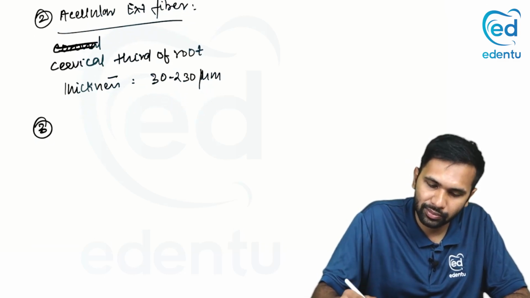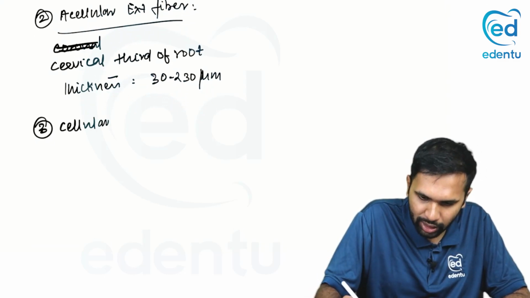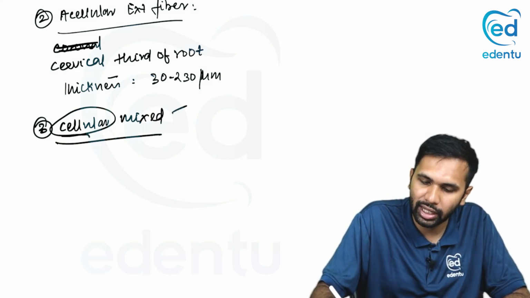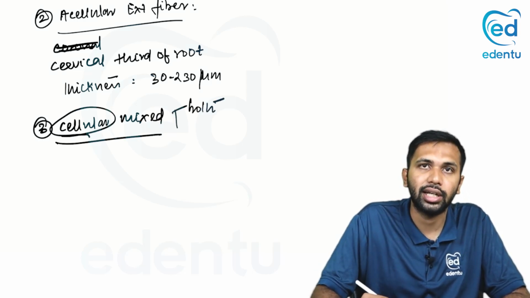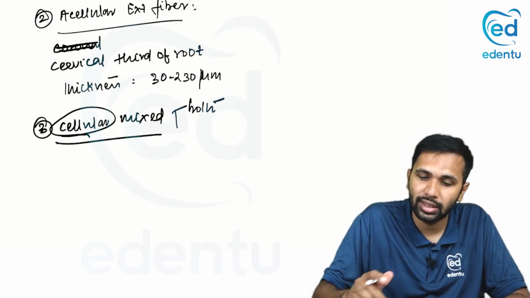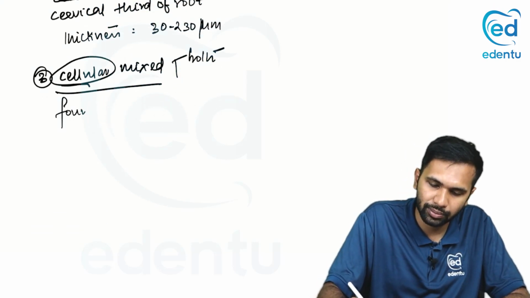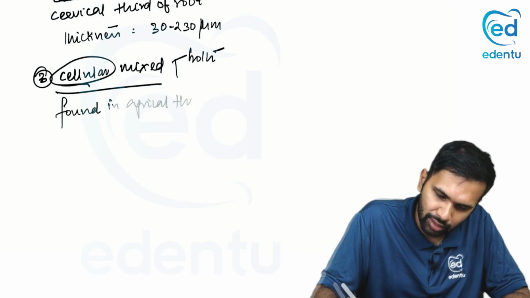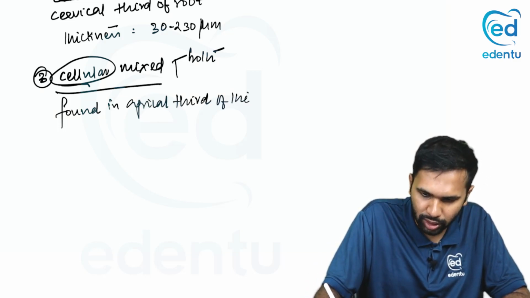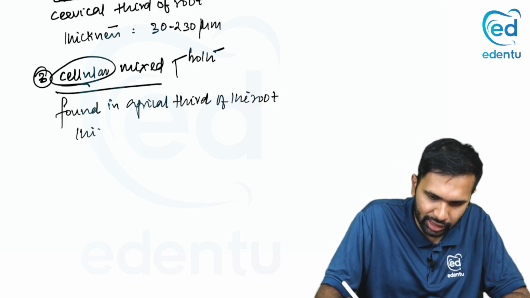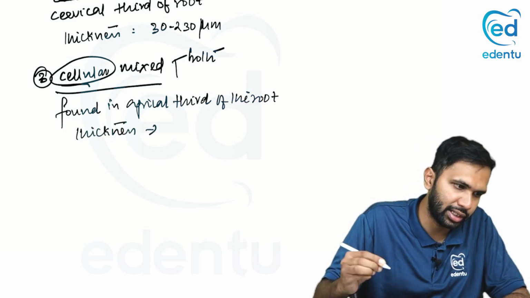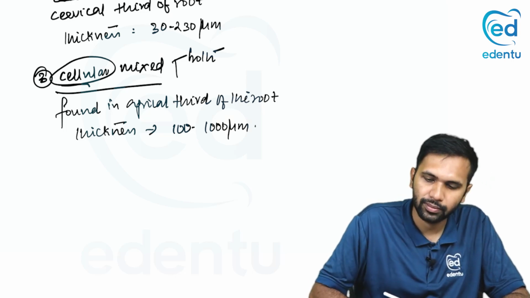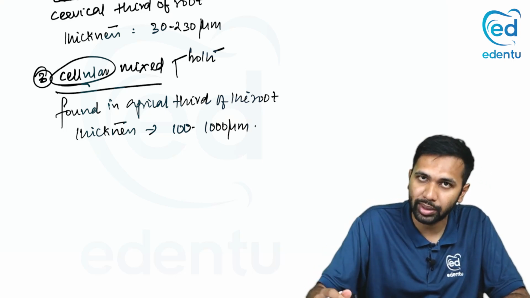Third type of cementum is your cellular mixed. That means it has cementocytes and it has both intrinsic as well as extrinsic type of fibers. And this cementum is found towards the apical region of the root, in the apical third of the root, and its thickness varies from 100 to 1000 microns.